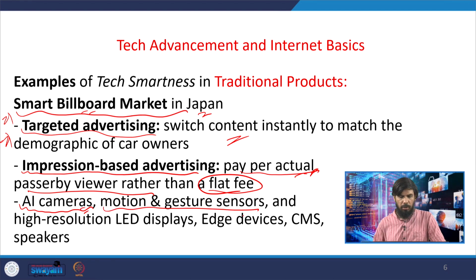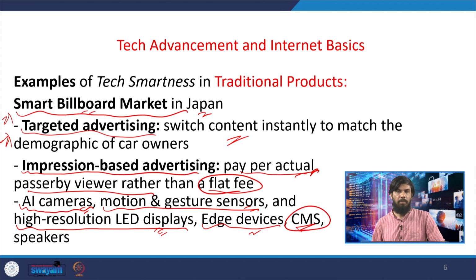Motion and gesture sensors if there is a passerby, and a high resolution LED display, so that a better effect is there in terms of advertising display and all that. Other kinds of more engaging displays with 3D orientation can also be achieved. Edge devices for content management, there might be a bit of computing needed. CMS is there, content management software, and some sort of edge computing will happen at the billboard level itself or closer to the smart billboard.